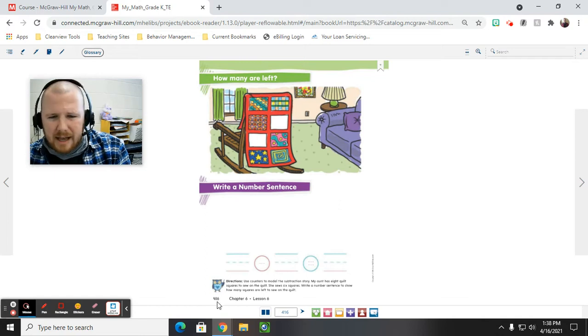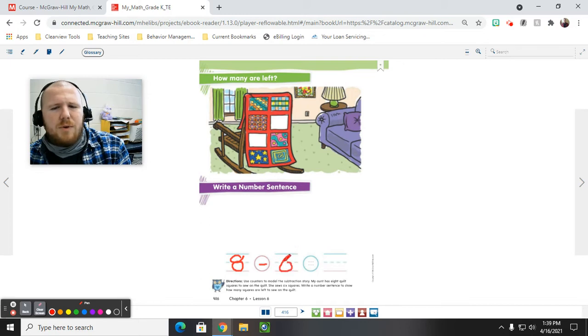Okay, so it looks like this is a quilt. Now, some of you might have family members who like to quilt, make quilts and things like that. Quilts are nice and warm. So it looks like this is a handmade quilt. And it says, my aunt has 8 quilt squares to sew on the quilt. So I see 1, 2, 3, 4, 5, 6, 7, 8. There are 8. So I need to write 8 to show that that is how many squares we're dealing with in the story. But then it says that she sews 6 of the squares. So she has 6 of them done, which looks like the ones that are right here. 1, 2, 3, 4, 5, 6. So she sews 6 of them on, which means how many does she have left to sew?